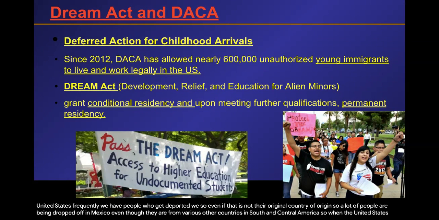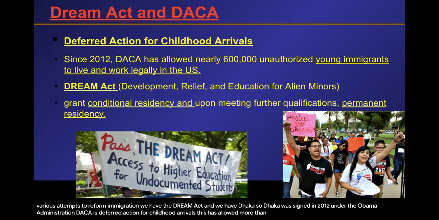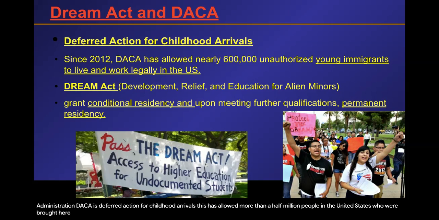So, in the United States, we've tried various attempts to reform immigration. We have the DREAM Act and we have DACA. DACA was signed in 2012 under the Obama administration. DACA is Deferred Action for Childhood Arrivals. This has allowed more than a half million people in the United States who were brought here as undocumented children, and they immigrated here to the United States.